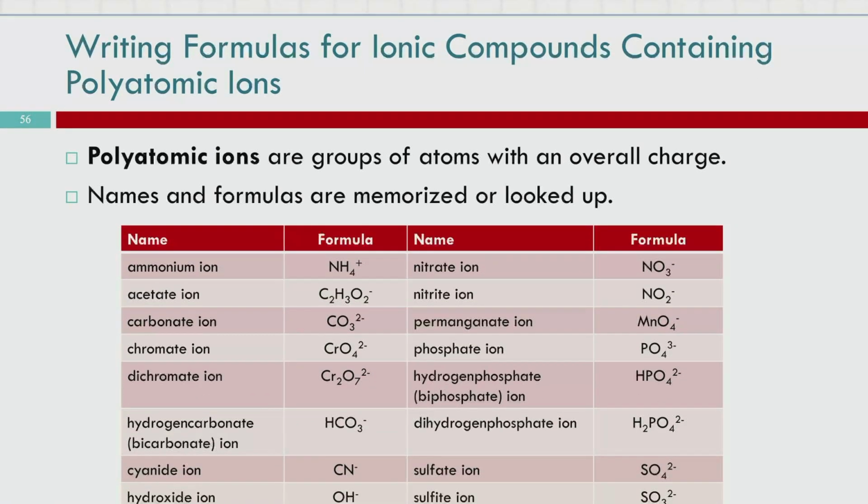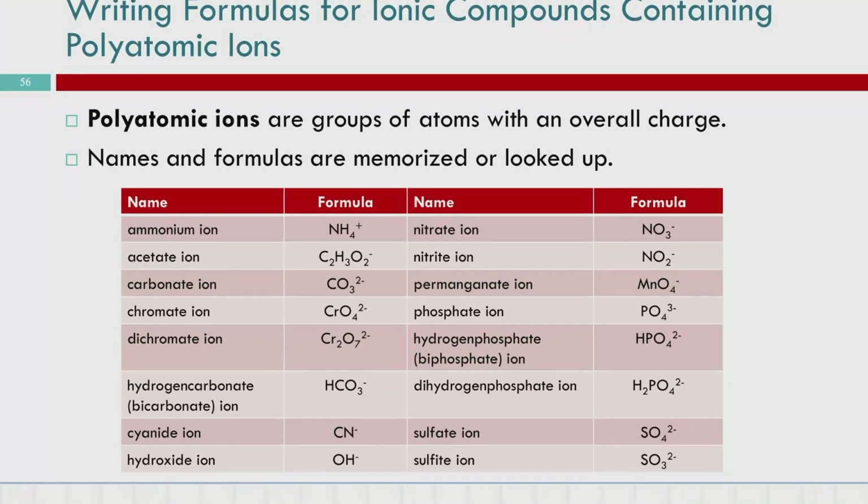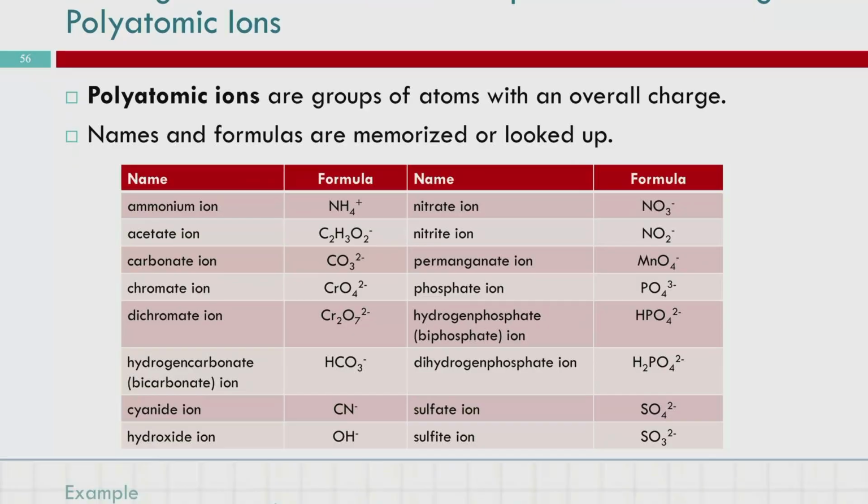We also can write formulas that have polyatomic ions in them. And the tricky thing about polyatomic ions is that it's a lot of atoms together, and it's not always intuitive what the charge is going to be or what the name is going to be. So polyatomic ions, remember, the poly meaning many and atomic referring to atoms, means that we've got many atoms, and the ions part meaning that they have an overall charge.